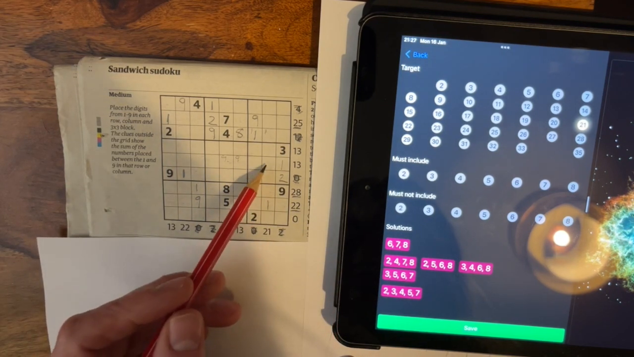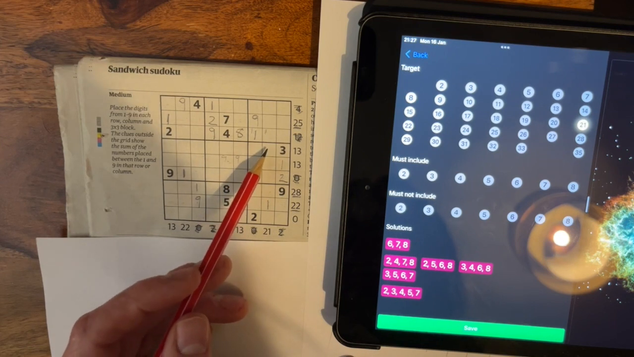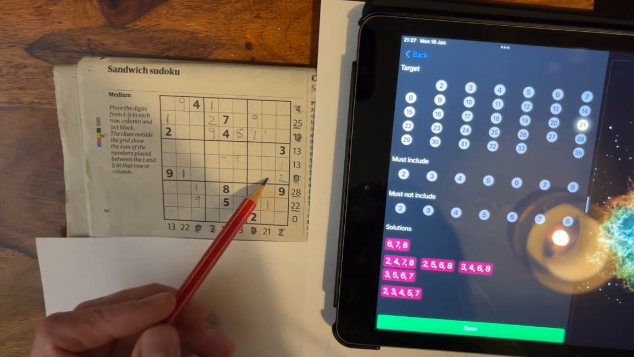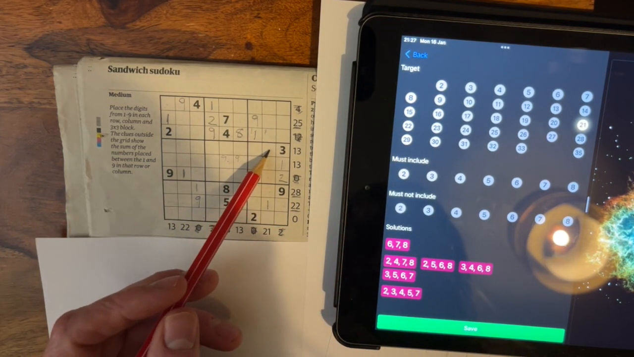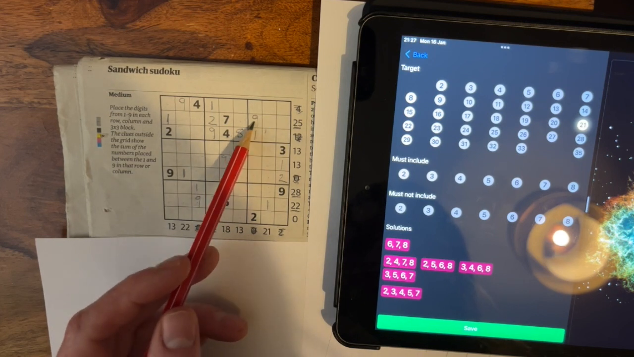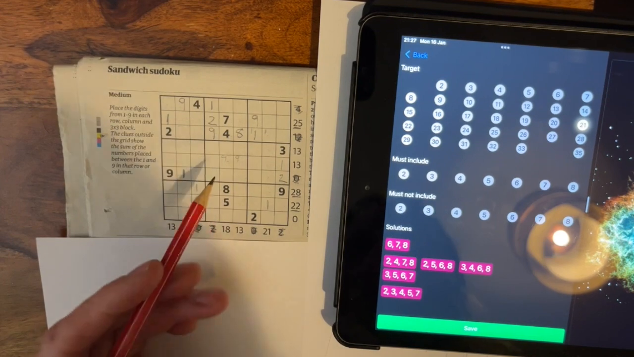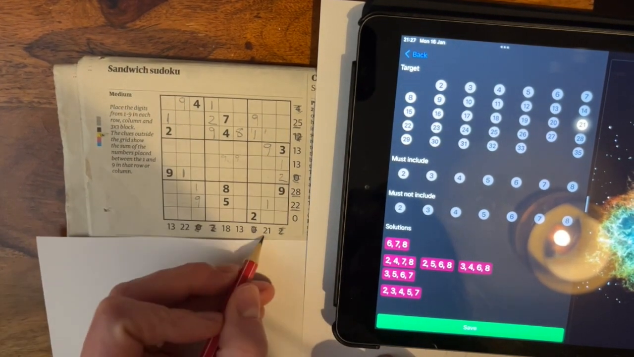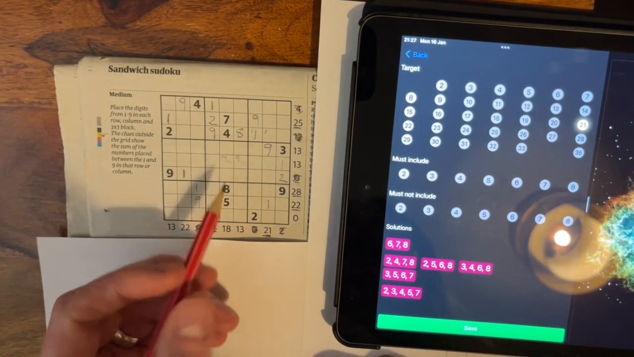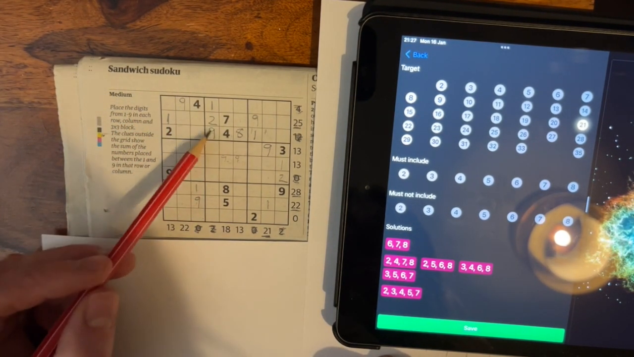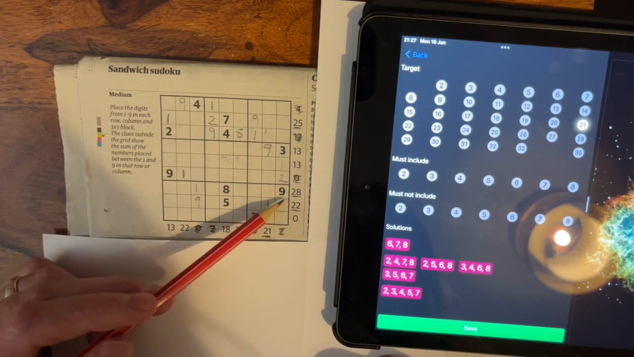So 1, 2, 3. So the 9 could be there. Actually it does help us. So it says it could be a 3, 1, 2, 3. So the 9 would be there. Or a 4, 9 would be there. Or a 5, 9 would be there. But the 9's already there, so it can't be there or there. So that 9 has to be there. So we've got all the 9s there, all the 9s there.